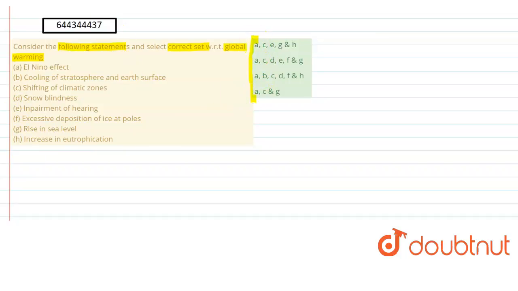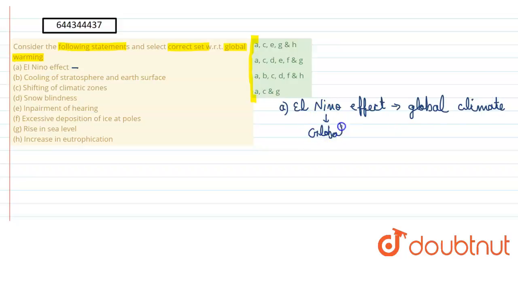Right, so let's start. First one is the El Nino effect. Now what is basically El Nino effect? It affects the global climate, right? And it can cause extreme weather conditions like extreme thunderstorms or extreme drought conditions. And this effect is related to global warming. The changes in the climate that are happening around the globe are a result of global warming, right? So this is the correct option, as this effect is related to global warming.